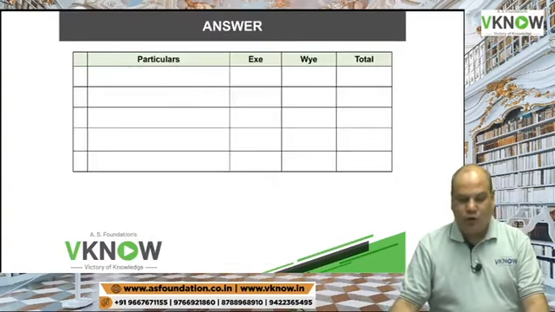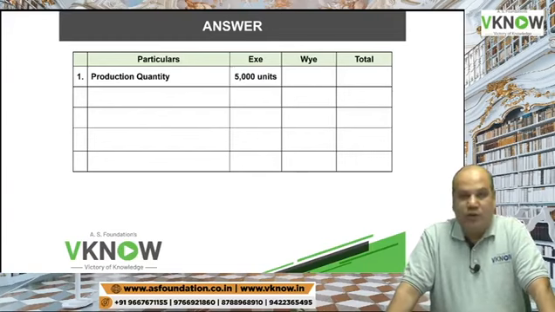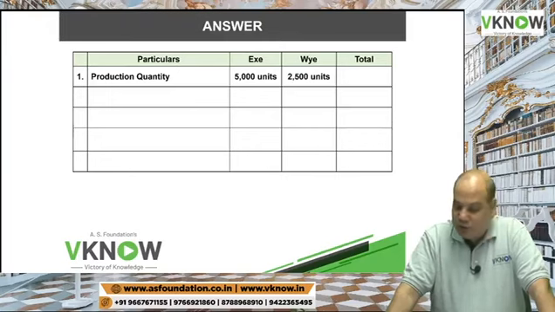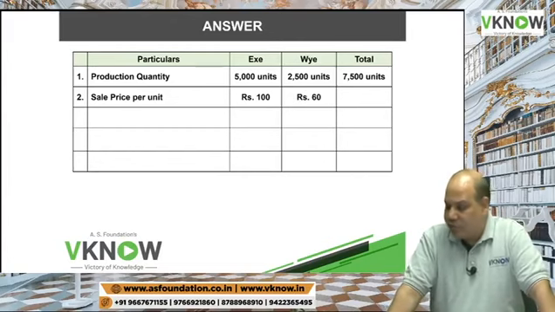So let us solve it together. First you make a table. If the answer is printed in your book, just check it. If it is printed, it is the same answer. Please check. Quantity produced 5,000, 2,500, 7,500. Selling price per unit is given, 100 rupees, 60 rupees. Don't add selling price in total column. That is of no use.